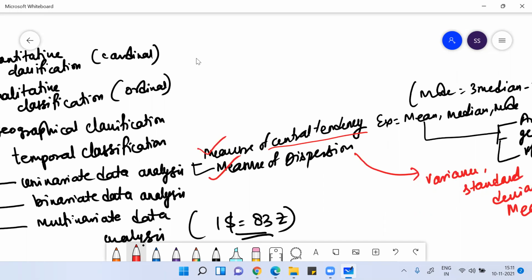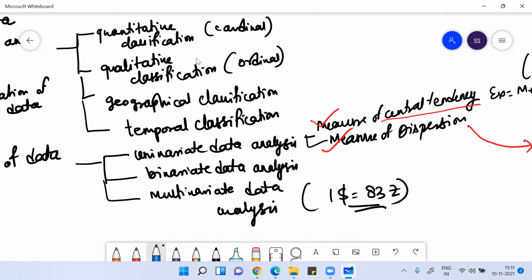Then when we talk about bivariate data analysis, we'll find the relation between two variables. Here we'll study correlation and regression. Correlation is the relationship between two independent variables, while regression is the relationship between two variables where one variable is dependent on the other. Correlation is basically finding the relation between two variables that are independent of each other.